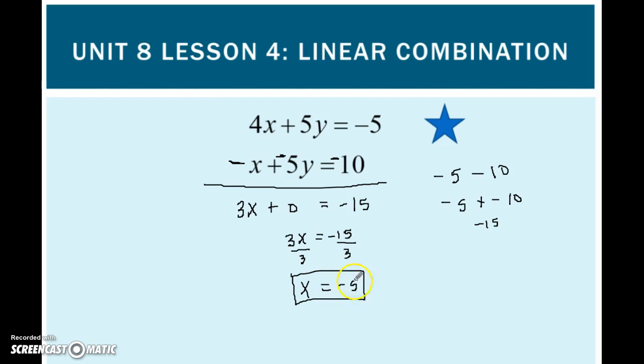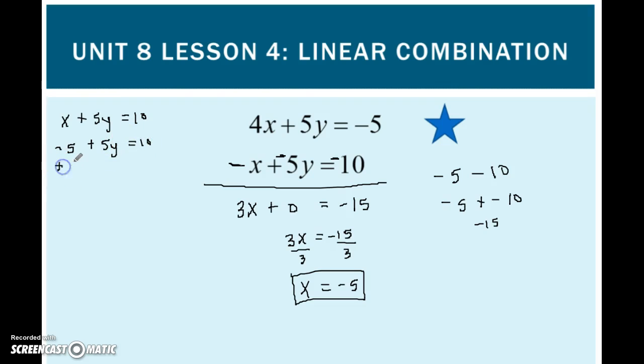I'm going to plug this negative 5 in for x into one of our original equations. So again, use your original equation. Our original equation was x plus 5y equals 10. And you can use either equation. I just chose this one because my x was by itself. So when I plug it in, it's fewer steps. So negative 5 plus 5y equals 10.